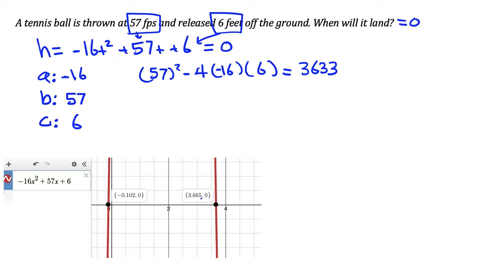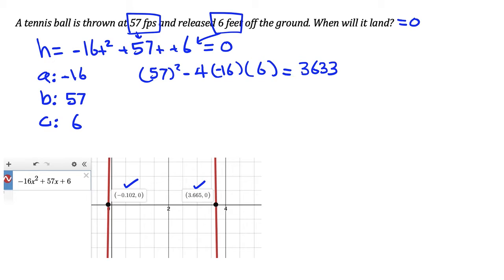Oh wait, look down here. Here is negative 16x squared plus 57x plus 6 already graphed. So yeah, it looks like we're going to get a negative answer and we're going to get a positive answer. So this will probably be the real life answer, and this is going to be the theoretical one. So hopefully we get these numbers after we do our quadratic stuff.